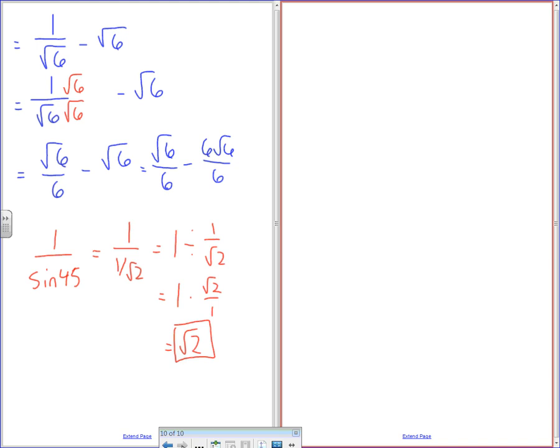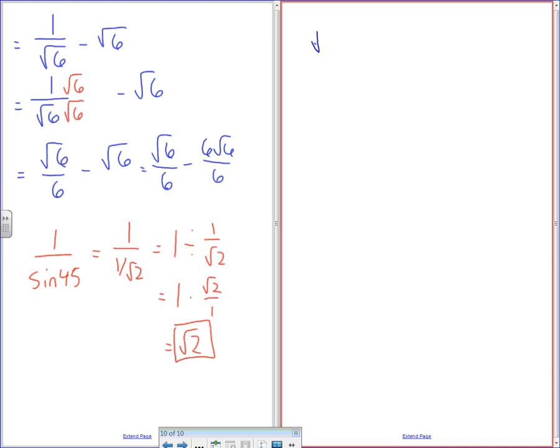It's called rationalizing. In order to get rid of the square root in the denominator and make it a whole number, we multiply the numerator and the denominator by that. And that's why your calculator says root 2 over 2. Think, root 6 times root 6 is just 6, because 6 times 6 is 36.